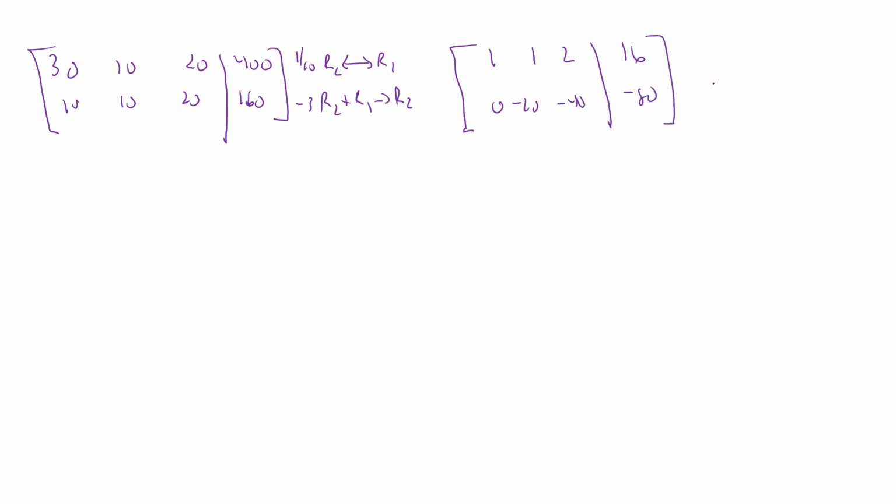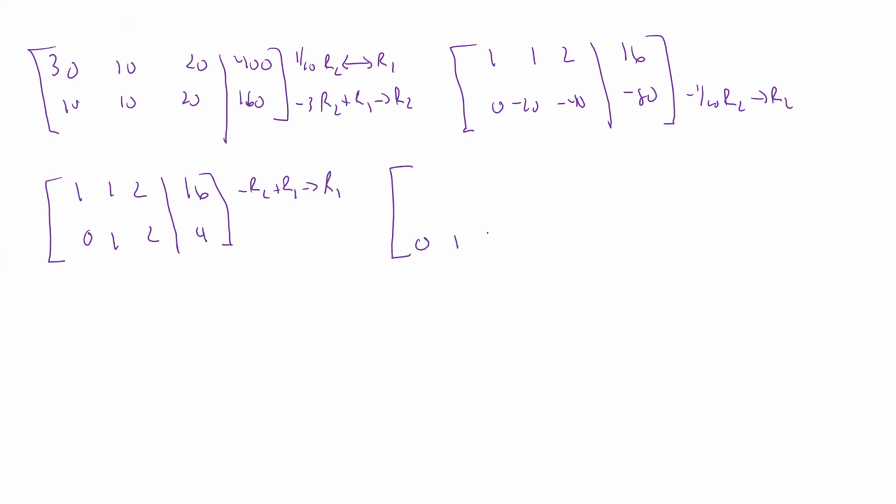All right, so now we need to make that a 1. So minus 1/20th row 2 is the new row 2. And so then what do we have? Over here, we have a 1, a 1, a 2, a 16. We have a 0, a 1, a 2, and then a 4. All right. Now, what we need to do is make this a 0. So we're going to take minus row 2 plus row 1 and make that the new row 1. So that's 0, 1, 2, 4. And up here we have a 1, minus that plus that is 0, minus that plus that is 0, minus that plus that is 12.